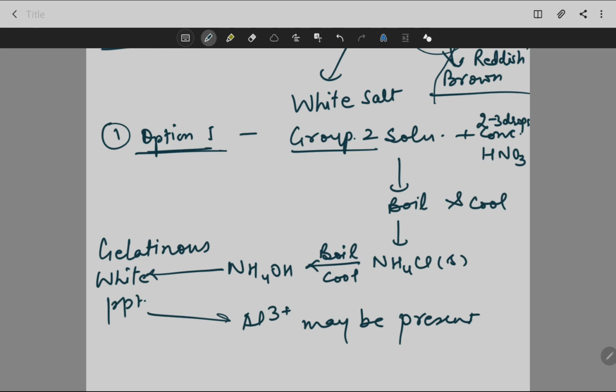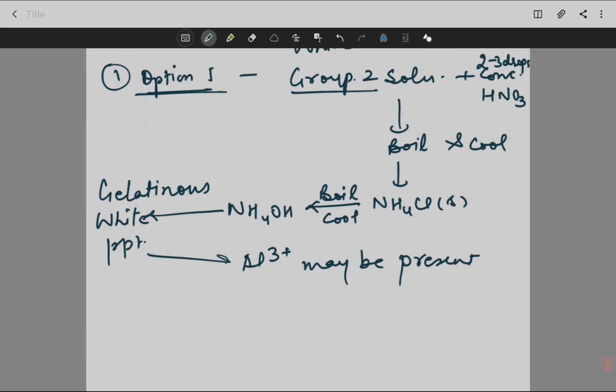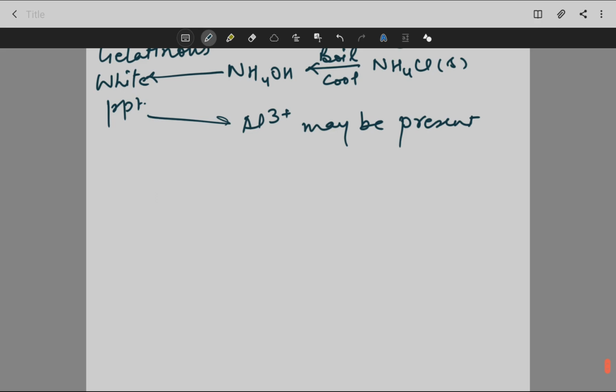Right? But this is a longer procedure. Generally we opt for this procedure only in a case when we are left with very small quantity of salt. That is why, just to avoid any kind of wastage, we can proceed with group 2 solution. But by chance, if you don't want to do so, you may do a fresh also.